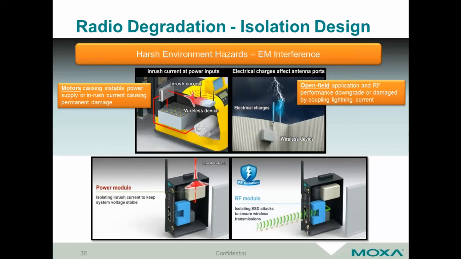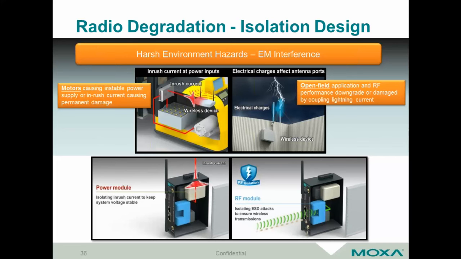And so one of the things you want to look at is making sure that you have some sort of isolation built into your network, into your wireless device. Now, some manufacturers will have isolation already built into their devices. Many of them will not, and so if you don't have that already built into your device, you definitely want to make sure that you're putting some sort of isolation in between the antenna and the input to the antenna into the system.